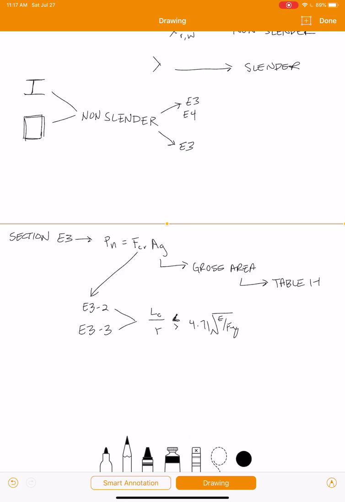Now, just to point out, Lc is actually equal to K times L, and your K value is going to come from table C-A-7.1, which is on page 16.1-570. So you can pull off your K value from there, and your L is just your unbraced length.